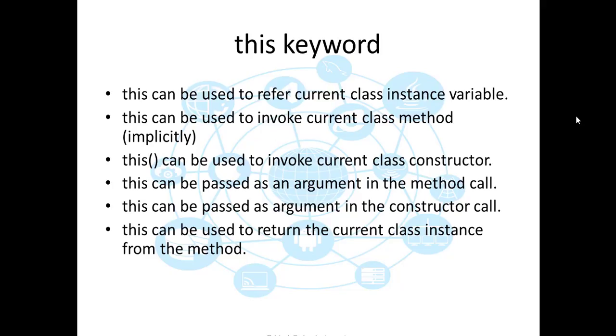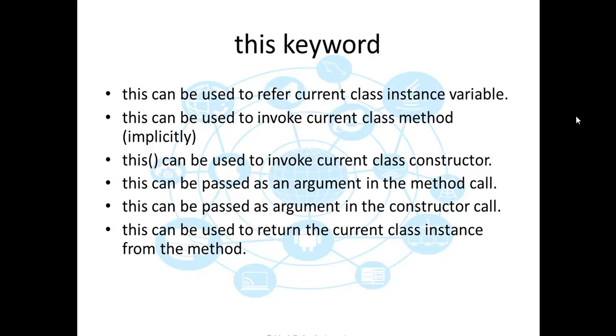The first keyword we have is the this keyword. This keyword can be used to refer to the current class instance variable, or it can be used to invoke the current class method. It can be used to invoke the current class constructor, and can be used to pass as an argument in the method call.